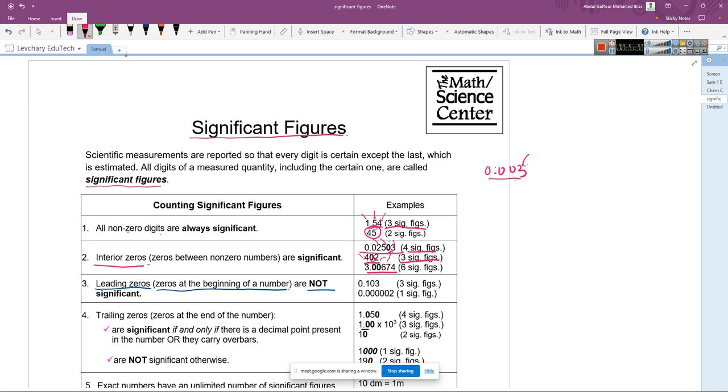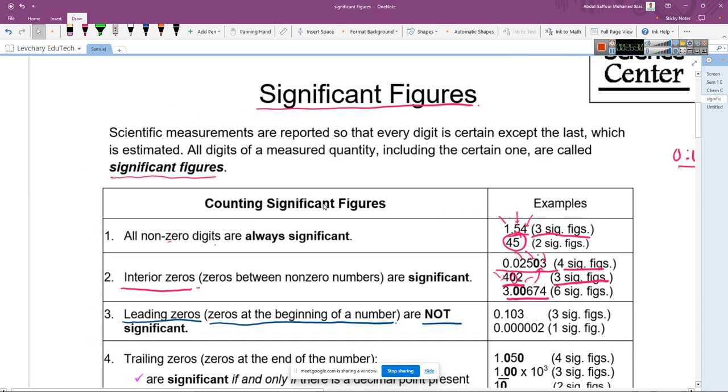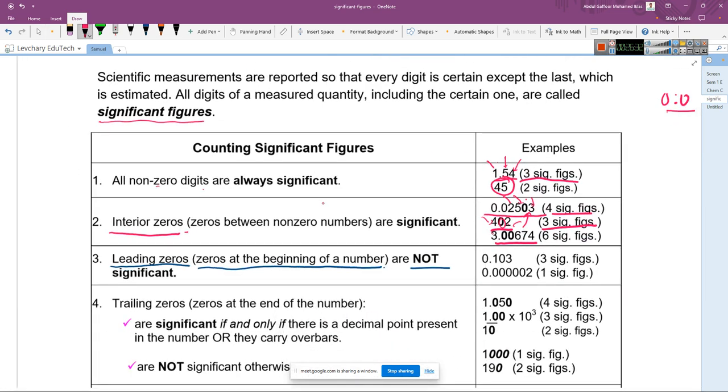How many interior zeros do we have in this number? Two, right? They are bolded here, this zero and this zero. And we have 1, 2, 3, 4 non-zero digits. So 4 plus 2, 6 significant figures, right?